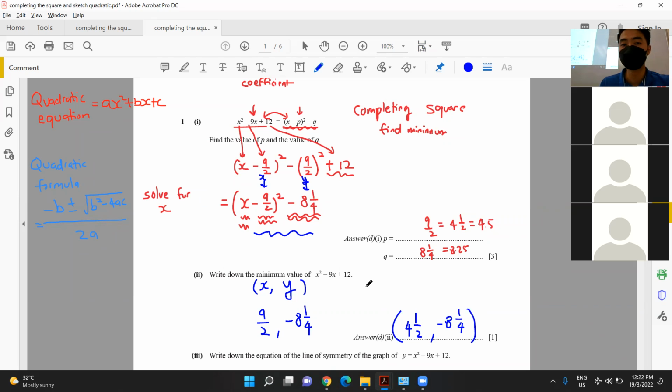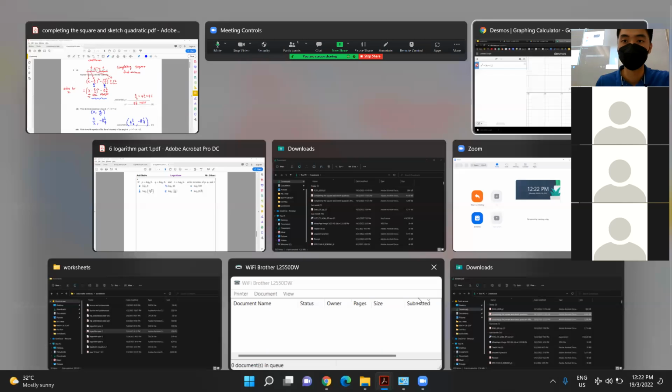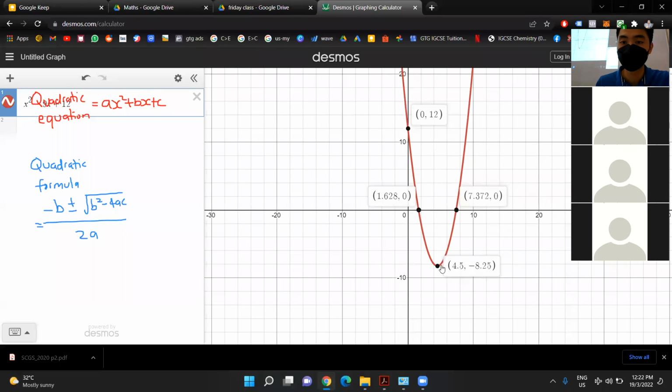So your minimum point for your quadratic equation will be this here. And then I can even show it to you when the plotted graph, you guys see, is exactly like what we found. This is the minimum point of your quadratic equation. Okay?